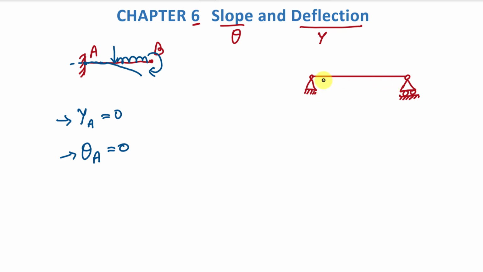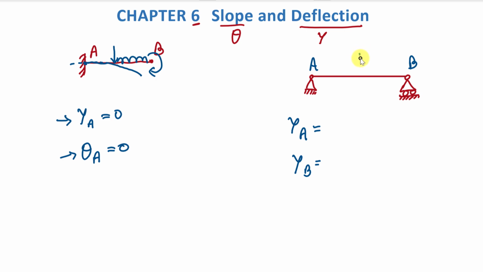Now let's say we have another beam, that is beam AB, and which is simply supported beam. Means at end A it is having hinge support and at end B it is having roller support. In this case, what will be the value of deflection at point A and what will be the value of deflection at point B?